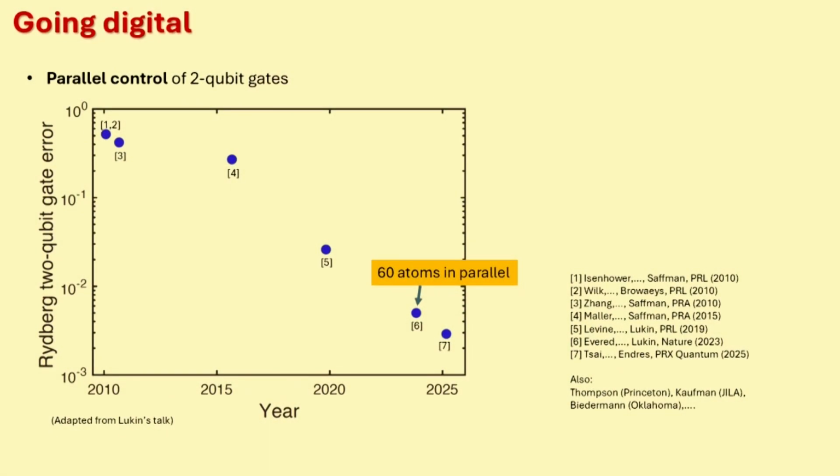OK, so far what we've covered is all analog quantum computing. But if you want to build actually a more powerful universal digital quantum computer, which is what we're ultimately after, you need to be able to have entangling gates that are very, very good between two atoms.